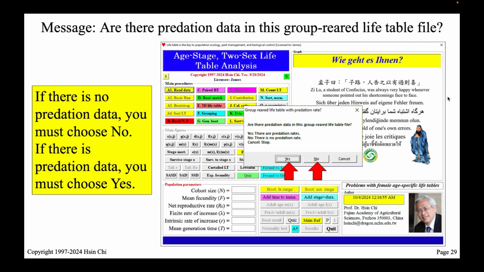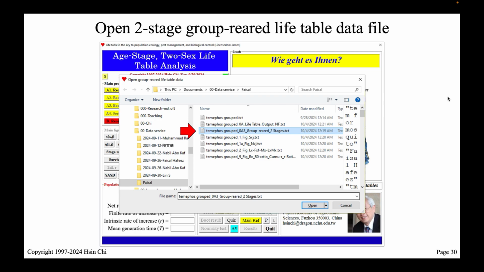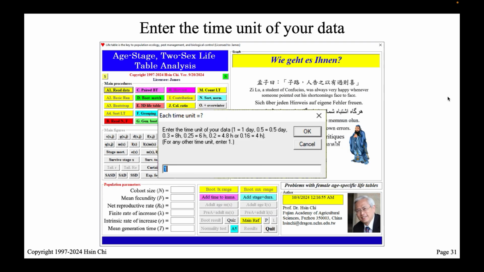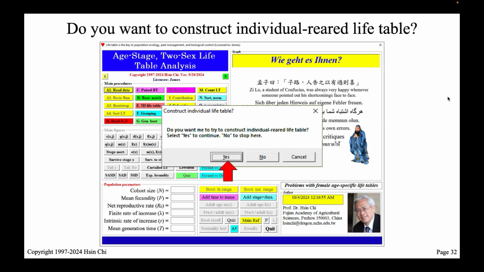Message: are there predation data in this group read live table file? If there is no predation data, you must choose no. If there is predation data, you must choose yes. You have to open 2-stage group read live table data file. Enter the time unit of your data. Do you want to construct individual read live table?